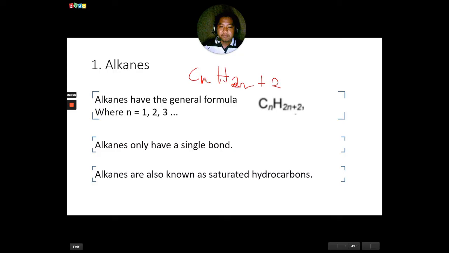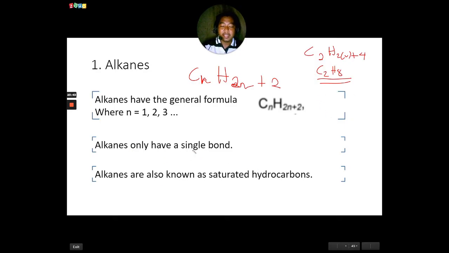So, if I have 2 carbon, that would be C2. Therefore, my hydrogen would be 2 times 2 plus 2, to indicate how many hydrogens should attach to my carbon. So, remember this formula. This will give me C2H6. So, if I have 2 carbon in an alkane, I should have 6 hydrogens attached to it. Later on, we'll understand the reason behind this one.